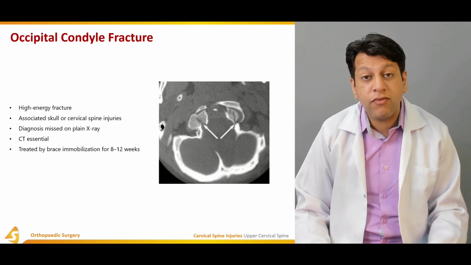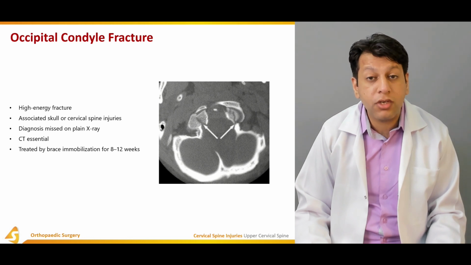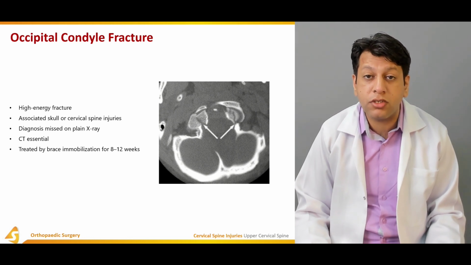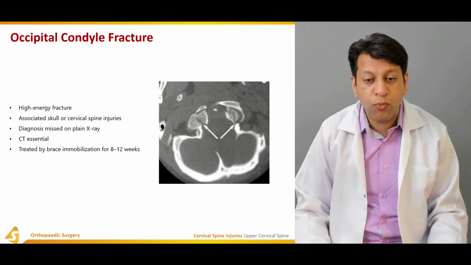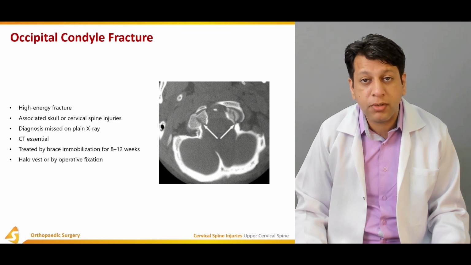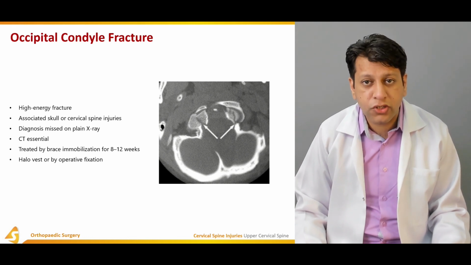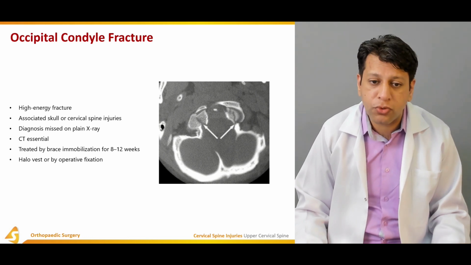So if it does happen and there are associated occipital condyle fractures, how do we treat it? They are treated by brace immobilization for at least 8 to 12 weeks, in the form of a halo vest. Halo vest is usually the most common practice. Otherwise, if it is displaced or causing neurological compromise, then we may have to go for fixation as well. And the most common way is fixation by a posterior approach.